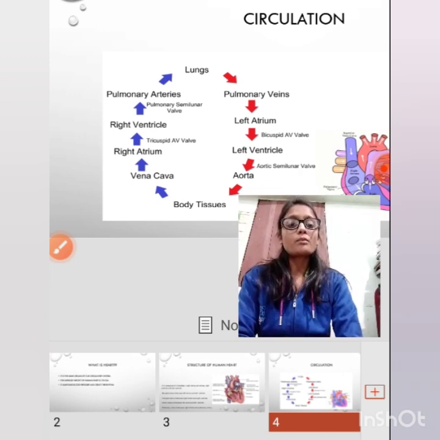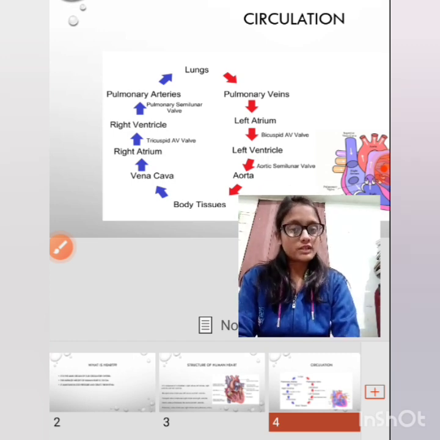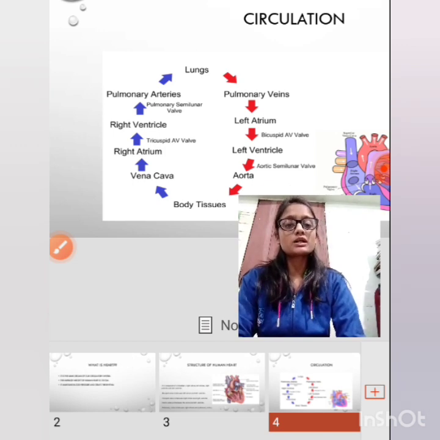Okay, from lungs oxygenated blood comes via pulmonary vein to the left atrium. From left atrium blood comes to the left ventricle. From left ventricle through the aorta blood comes to our whole body tissues. From body tissues there occur various types of metabolism, and the body utilizes the oxygenated blood and it produces deoxygenated blood that comes through the inferior vena cava to the right atrium.